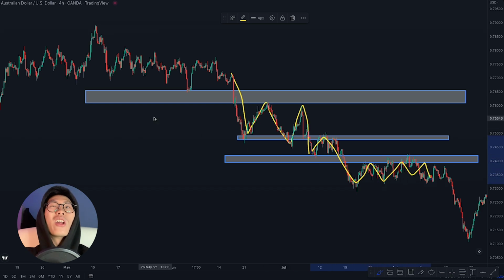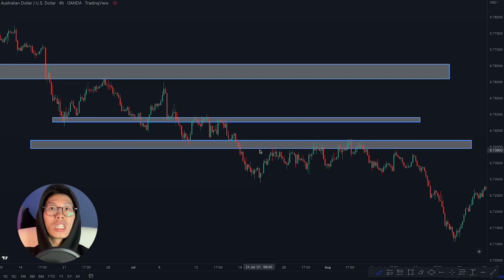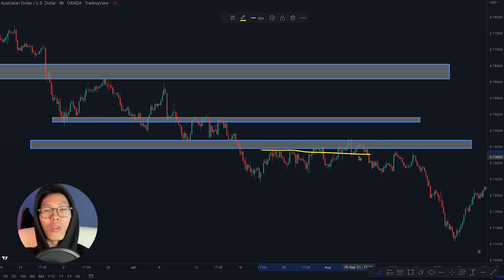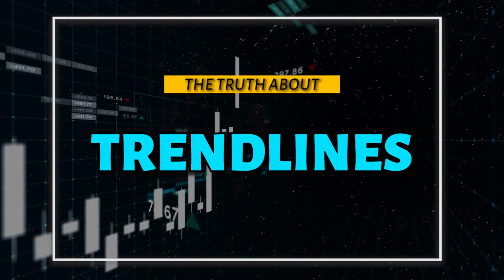As you can see, in all of these instances, this support and resistance, they are an area, they are not an exact level. Like you can clearly see right here, if you just place your resistance at this level, guess what? You have gotten stopped out so many times and you have lost a whole lot of money. So make sure you treat your support and resistance as areas, not levels. Next, let's talk about trend lines.